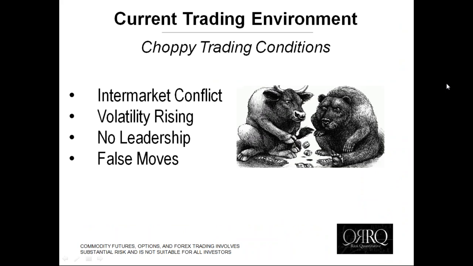What we've seen for January, choppy trading conditions. There's been intermarket relationships that have been in conflict, meaning there's been no leadership. Volatility is just beginning to rise when I was preparing this. Now it's all full blown. In January, we saw a lot of false moves.